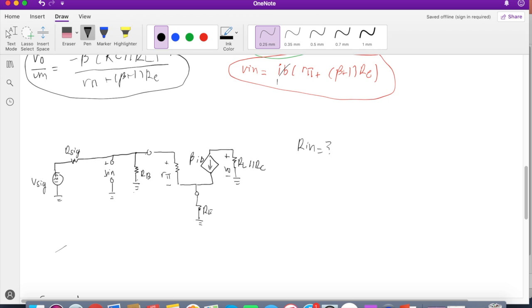Now for our input resistance. What we're doing for the input resistance is we're finding a Thevenin equivalent circuit from the eyes of the voltage input terminal. So basically we're finding a Thevenin equivalent circuit of this entire circuit right here. Now how do we do that?